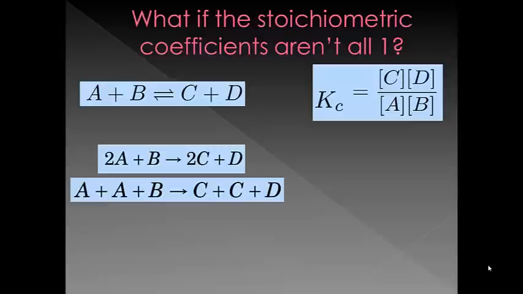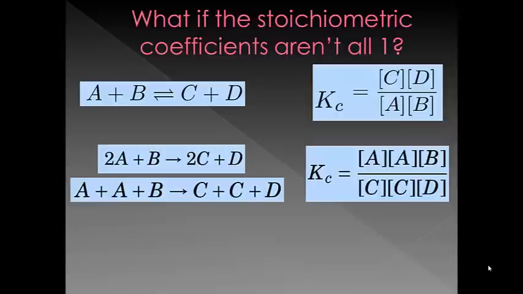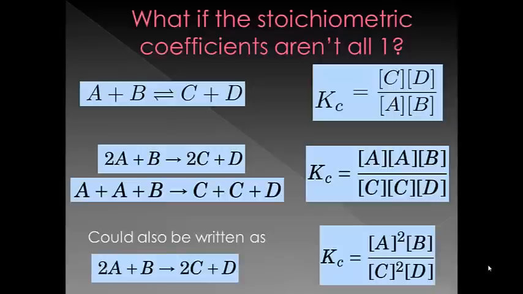So let's write Kc out the same way that we did before. So we would have that. Now, of course, this would seem silly to write A times A when we could just write A squared, or C times C when we could just write C squared. So let's do a little bit of rewriting, and we would get this. So we can see that whatever the coefficients are in the reaction, those become the exponents for the concentrations of Kc.